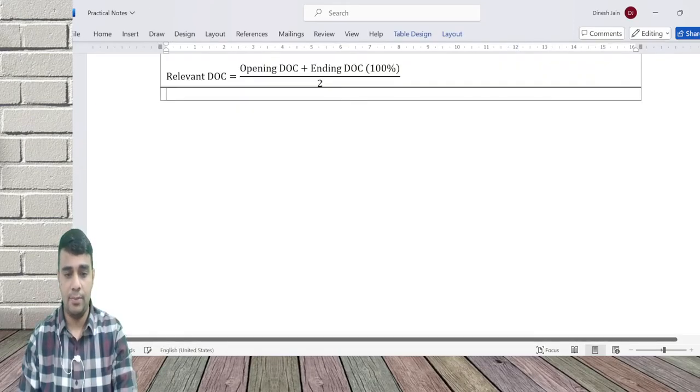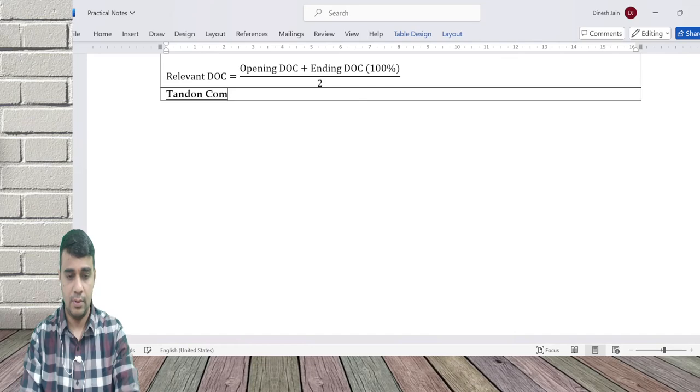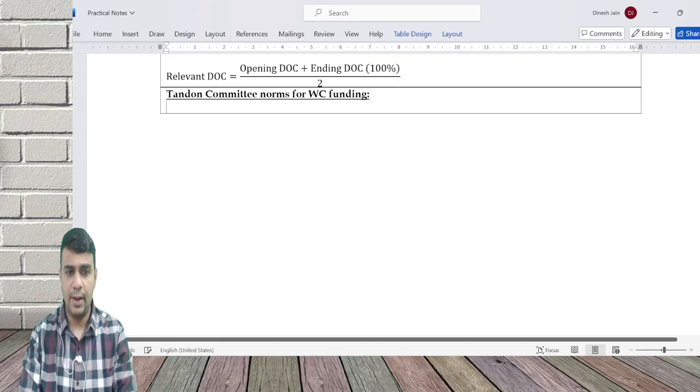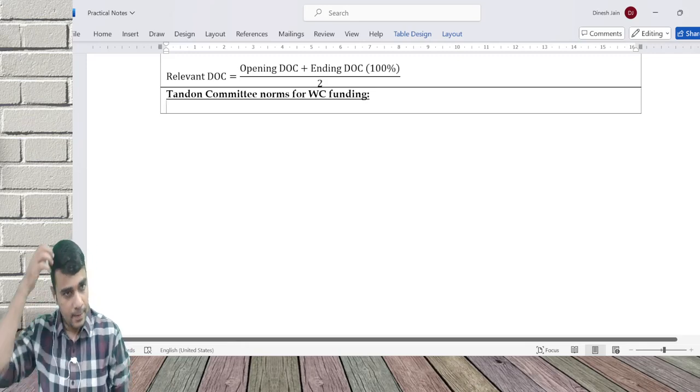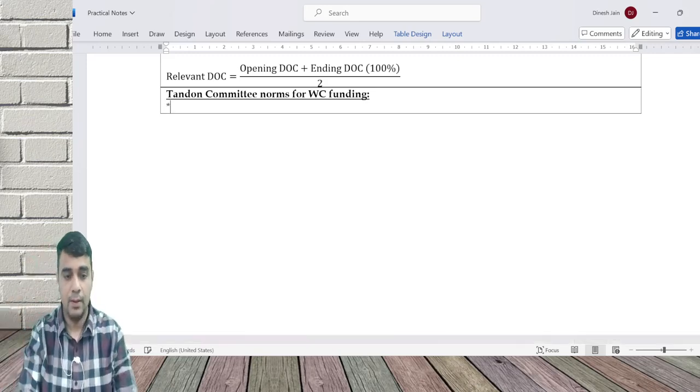Tandon committee norms. Norms for estimating WC funding. Tandon committee norms for WC funding. Current assets, I am giving an example.